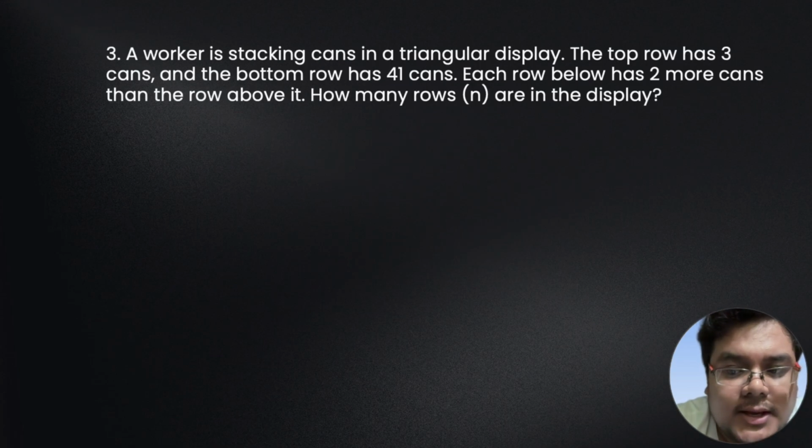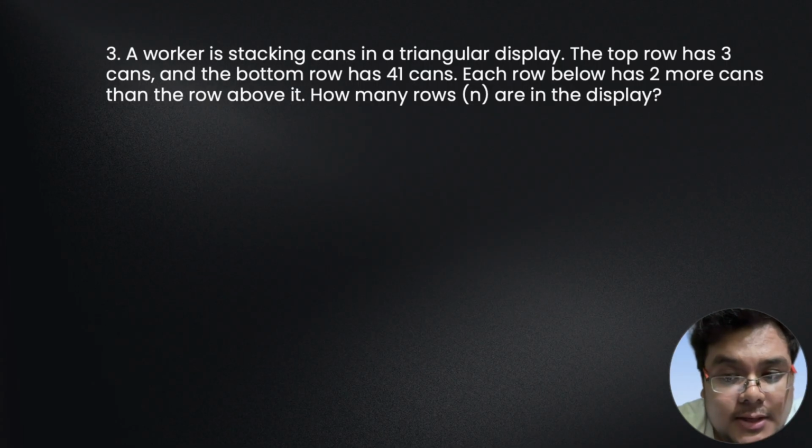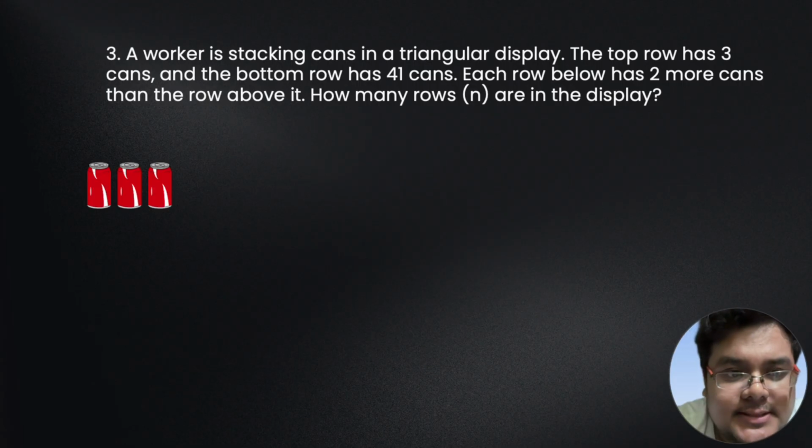Okay, so let's begin. I have a problem, and you may notice this is number 3 of the list that I gave you. So I'm going to read it. It says, a worker is stacking cans in a triangular display. You notice a triangular display has fewer cans on the top and the most cans on the bottom in order for the triangle to be stable. Here's an example here.